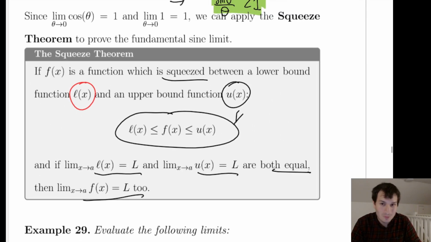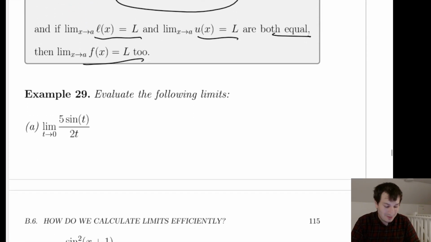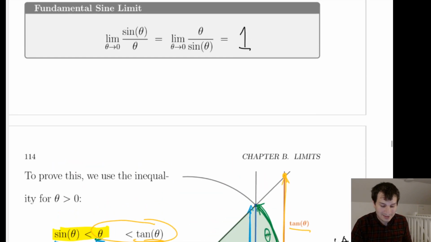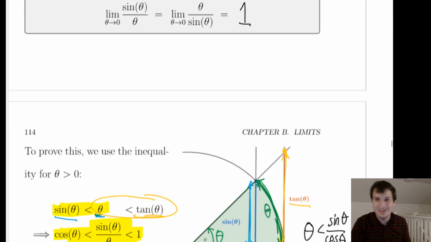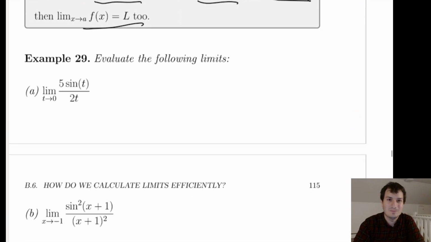In fact, you won't get any test questions that ask you to prove this, but you will need it in later math courses. So it's good to know the squeeze theorem for later math courses, even though what we're going to be asking you are examples like this, where you can just use the fact that the fundamental sine limit works. So you can take it as a fact and use it. That's what we're going to do in the rest of the section.